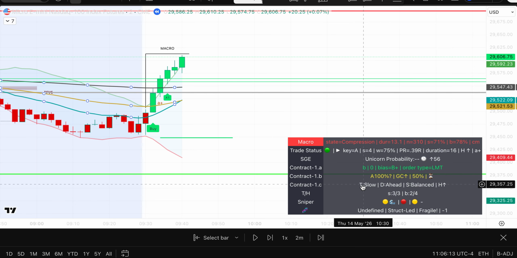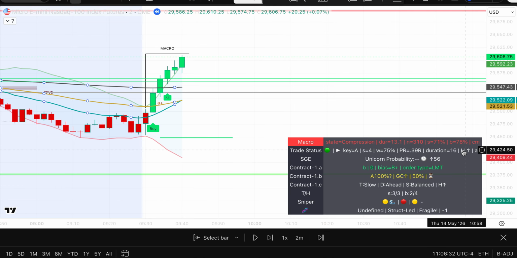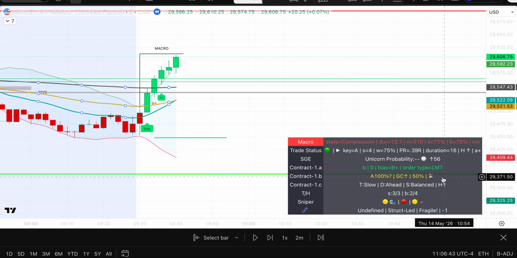Then you have on contract 1C, you got TDS, which is tempo drift state. So you can see it was slow and it was balanced. This H up rather, this is actual live participation. This is participation at confirmation latch, at confirmation snapshot. So this is a snapshot. This never changes. This constantly changes. Every bar is changing. Okay, so that's what that means there.